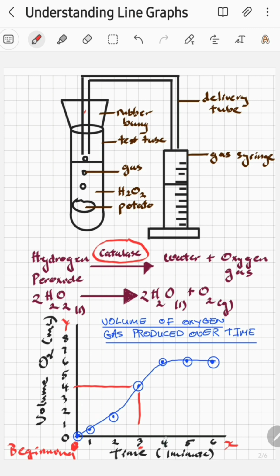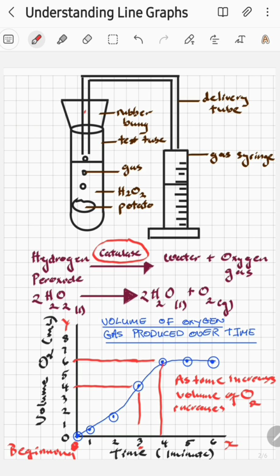And then at minute number 4, after 4 minutes have passed, we see that we have 6 milliliters around there. Okay? Now, what is this telling us? It tells us that as time increases, the volume of oxygen gas increases, okay? But does it stay there?